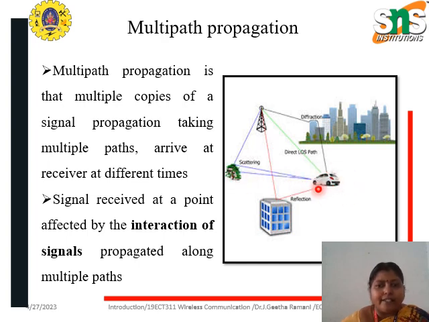Finally at the receiver we might receive the signals from all of these, apart from the line of sight, due to diffraction, due to scattering and due to reflection. All these waves will be collected at the receiver, which is called multipath propagation. That is, we are receiving multiple copies of a signal which take multiple paths while arriving at the receiver, and these signals are also received at different times. So the signal received at a point is affected by the interaction of signals which propagated along multiple paths.